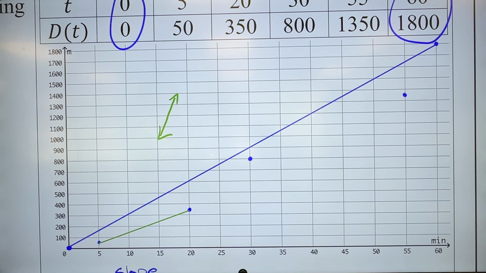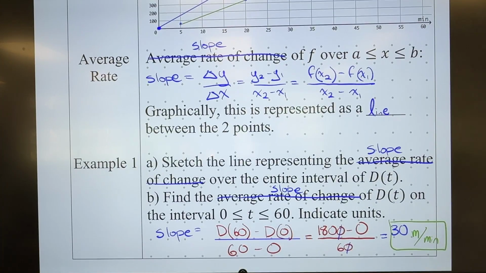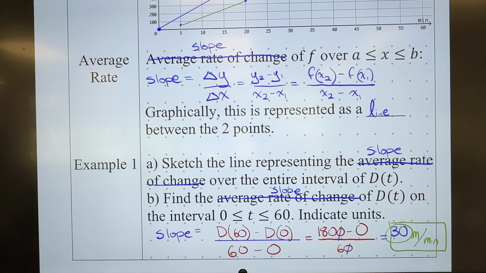Okay, let me go ahead and fix mine. Now this line segment right here also has a steeper slope. Oh, it's fitting with the slope. So it's all about how steep it is. You can say that that blue line is steeper than that green line. So we should be expecting a higher number than 30. Let's see what we get.